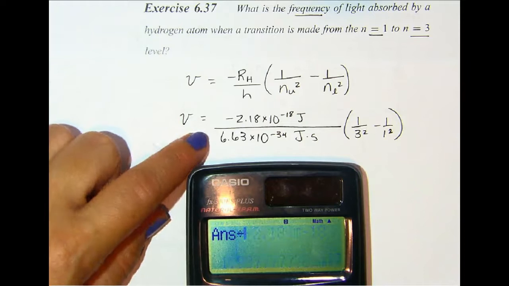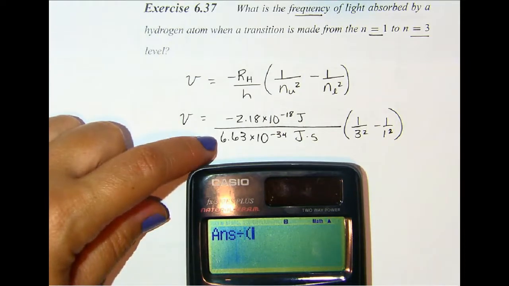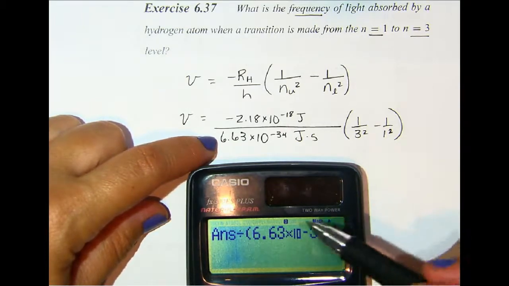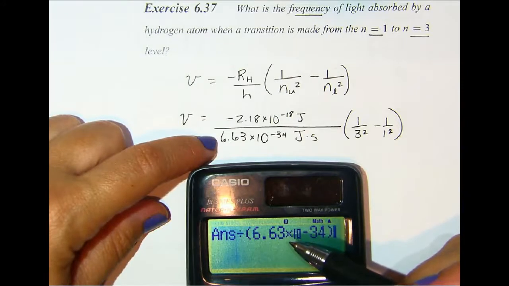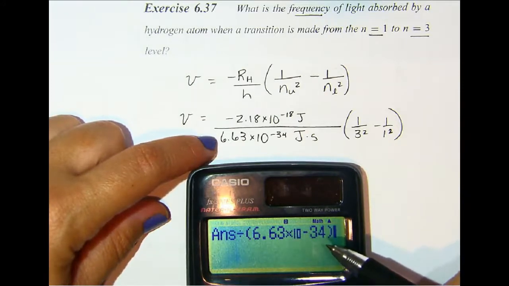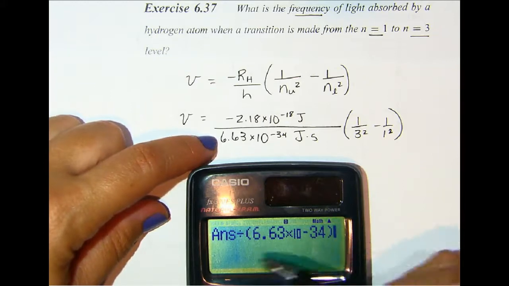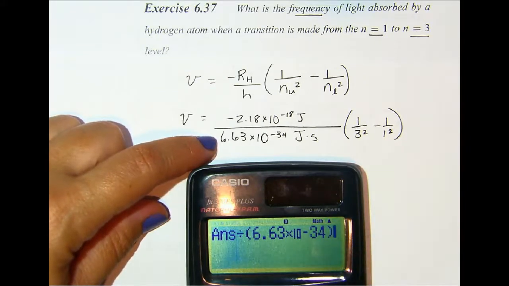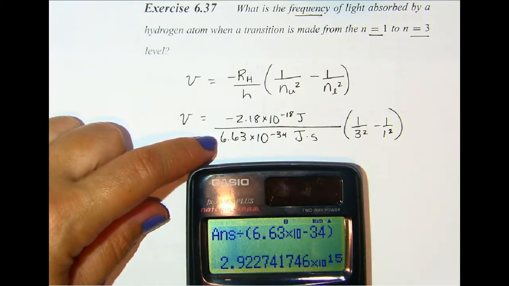to divide by, and just for safe measure, I'm going to put it in parentheses, 6.63 times 10 to the negative 34 close parenthesis, because otherwise it's only going to divide by the 6.63 and then it'll multiply your entire answer by 10 to the negative 34, which we don't want. We want to divide by this whole Planck's constant value. And we're going to get 2.92 times 10 to the 15 as our frequency.